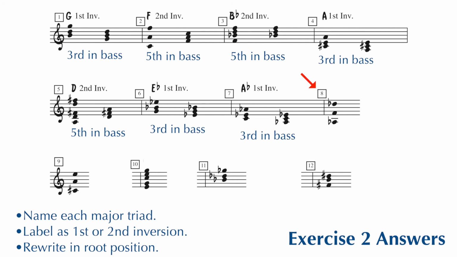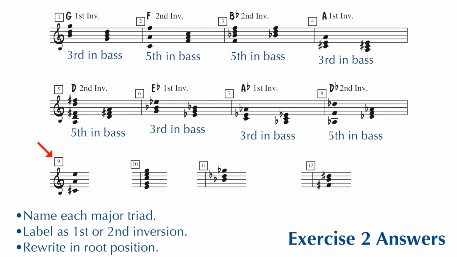Number 8 is an open-voiced chord. So I'm going to take the upper D flat, move it down an octave. I'll take the lower A flat, move it up an octave. Now everything is nice and neatly stacked in thirds, D flat, F, A flat. This is a D flat major chord, originally in second inversion because the fifth of the chord, the A flat, is in the bass, or the lowest sounding note.